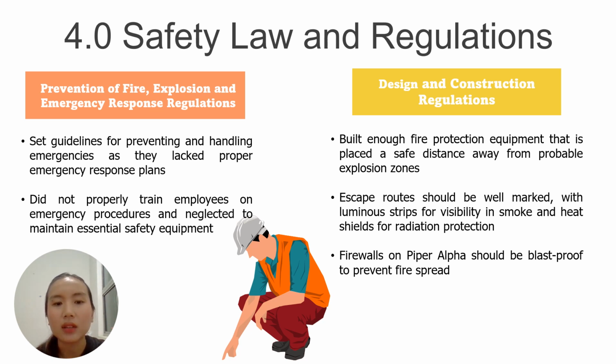Last but not least, the organizations did not adhere to the design and construction regulations. The organization should have built enough fire protection equipment placed a safe distance away from probable explosion zones, and escape routes should be well marked with luminous strips for visibility in smoke and heat shields for radiation protection. The incident also could have been avoided if the firewall on Piper Alpha had been constructed to be blast-proof to prevent fire spread. In my opinion, the organization ought to implement an ethical concept since, as we can see in this case, the incident was contributed to by some factors.